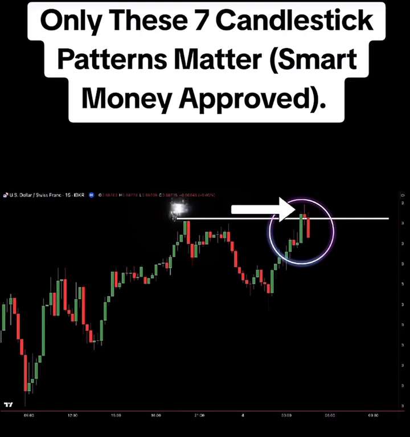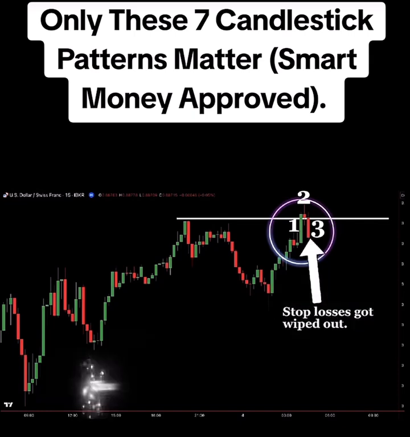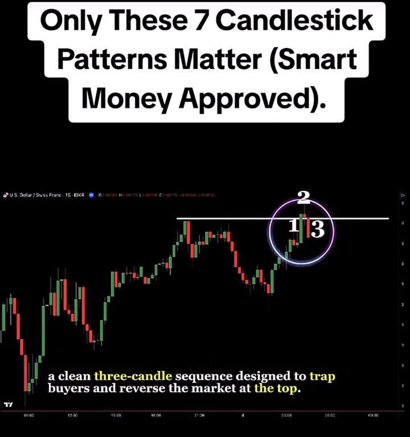Retail traders see the breakout and think, this thing's about to fly, I'm jumping in. They enter aggressively on the first candle, while more conservative traders place buy limit orders waiting for a slight pullback. The second candle does exactly that. It pulls back just enough to trigger those limit buy orders. And then, the third candle hits. A sharp bearish reversal candle that wipes out the stops just below. That's the silent drop in action. A clean 3-candle sequence designed to trap buyers and reverse the market at the top.